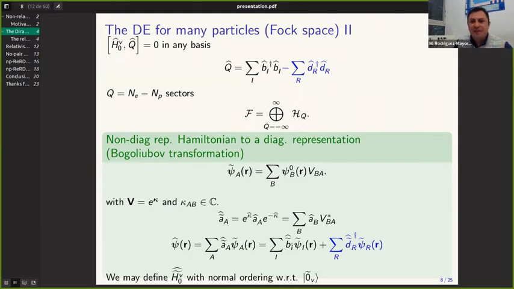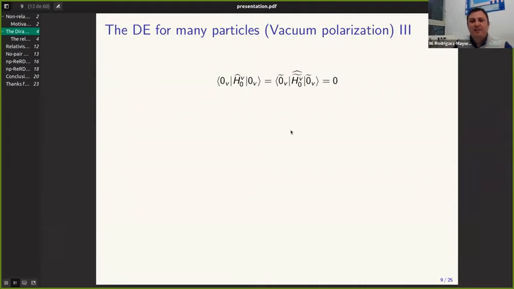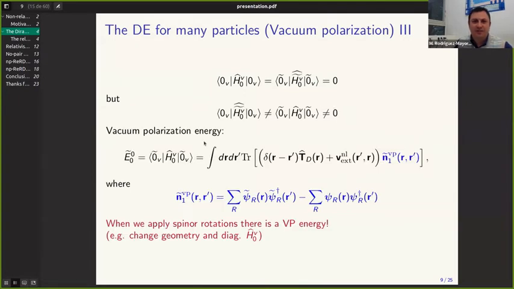But then we want to take again the normal ordering in this basis with respect to the new dressed vacuum. That means that when we introduce the normal ordering, the energy of this vacuum for this Hamiltonian is 0, same for the rotated one. But then if we swap the Hamiltonians, we realize that this energy is no longer 0. And this is what is known as vacuum polarization energy.